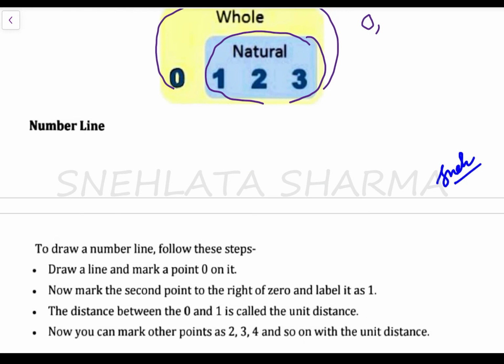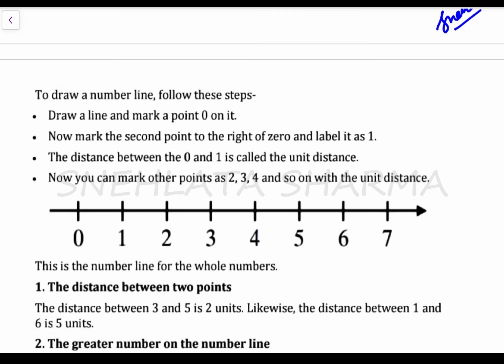Next topic is number line. How to represent whole numbers on number line. To draw a number line, we follow these steps. Number 1, draw a line and mark a point 0 on it. So, this is a line and on this line, we put 0 here. Now, mark the second point to the right of 0 and label it as 1. So, on right of 0, this is 1.